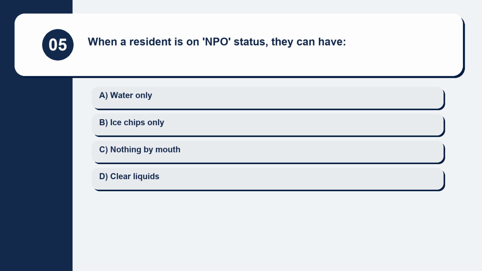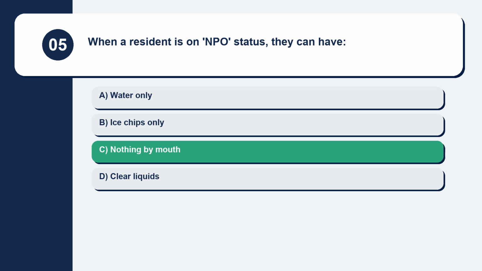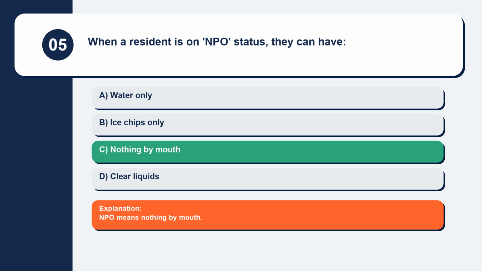Question 5. When a resident is on NPO status, they can have: water only, ice chips only, nothing by mouth, or clear liquids. NPO means nothing by mouth.